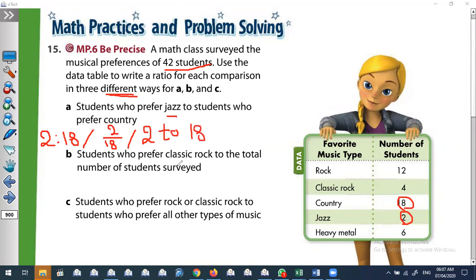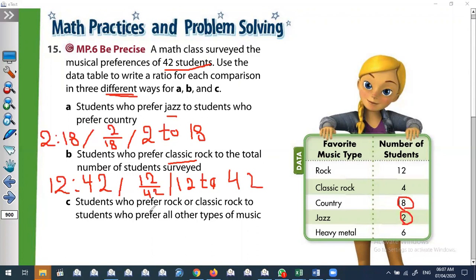Students who prefer classic rock to the total number. Classic rock 12. What about the total number? Total number 42. 12 to 42, or fraction 12 over 42, or letters 12 to 42.